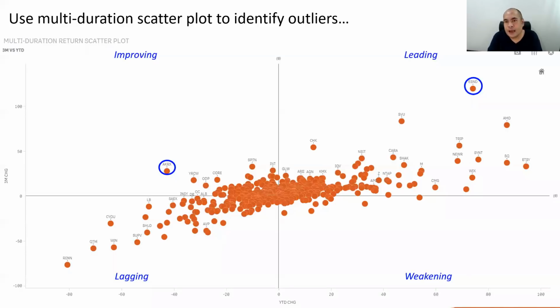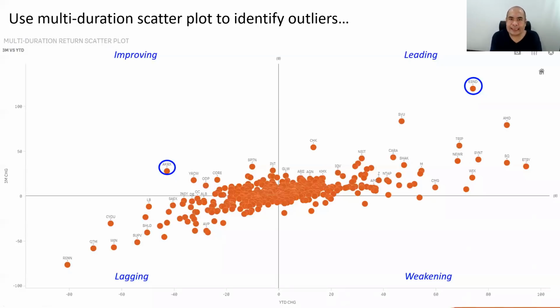differentiate themselves. So in this particular example, I'm using a 3-month percentage change and year-to-date change scatterplot model. And in this model, the leaders are ESND, SVU, AMD, TRIP, and all the other names that are outperforming and that are able to differentiate themselves from this cluster. Names that you should have been avoiding are RENN, QTM, WIN, CYOU, and whatnot.